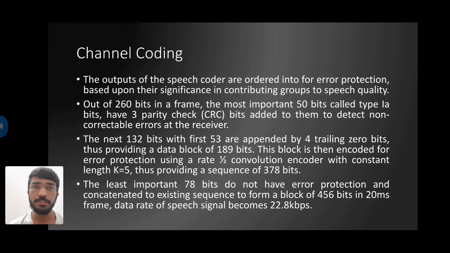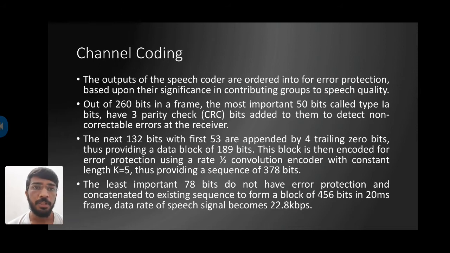Now we will discuss channel coding. The output of the speech coder is ordered into 3 error protection groups based upon their significance in contributing to speech quality. Out of 260 bits in a frame, the most important 50 bits, called type IA bits, have 3 parity check bits added to them to detect non-correctable errors at the receiver.